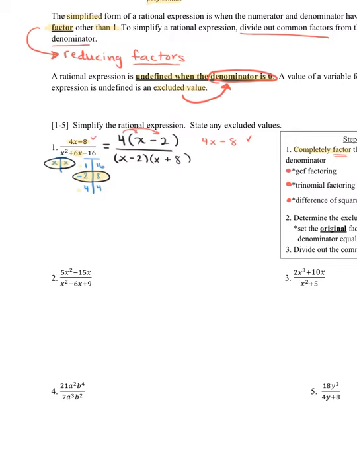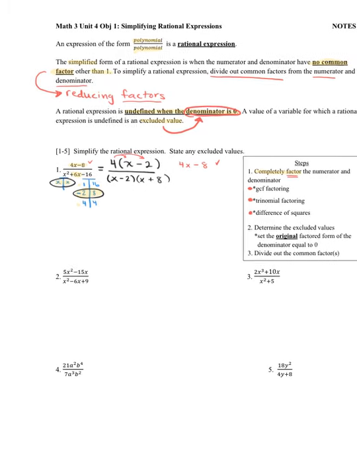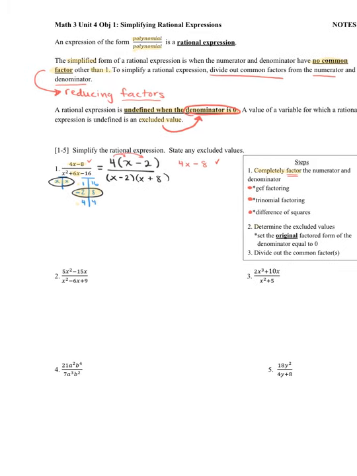Okay, so that was step one, right? So step one is to factor. And so now if we take a look at step two, my step two is I have to determine the excluded values, right? So determine the excluded values. And in order to do that, I set the original factored form of the denominator equal to 0, right? So I have to find my excluded values from the original.